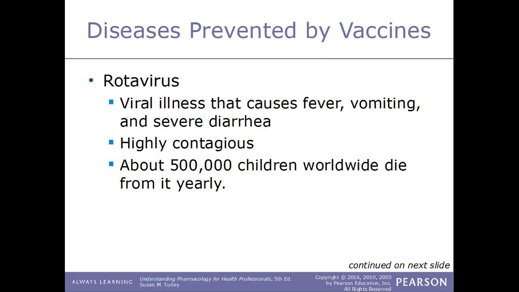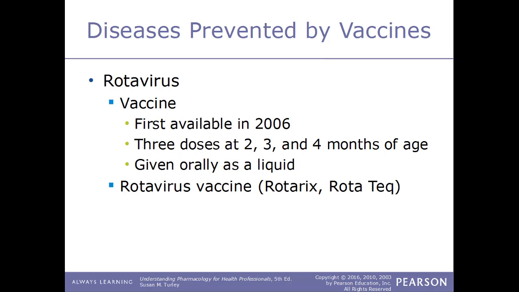Another disease is rotavirus. This is a viral illness that causes fever, vomiting, and severe diarrhea. And it's highly contagious, and about 500,000 children worldwide die from it yearly. And the vaccine for rotavirus was first available in 2006, and it's given in 3 doses at 2, 3, and 4 months of age. And this is given orally as a liquid. And the trade names that this vaccine could be found under are Rotarix and RotaTeq.